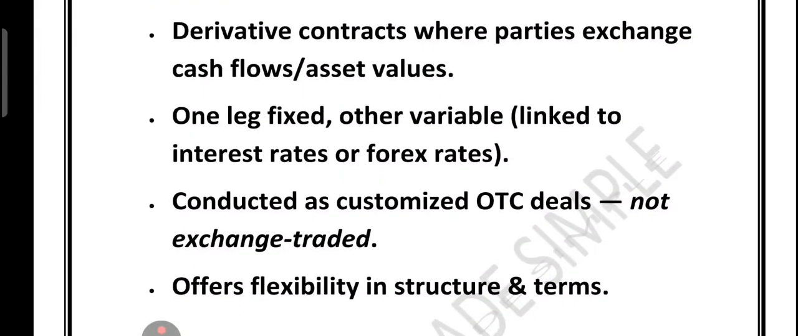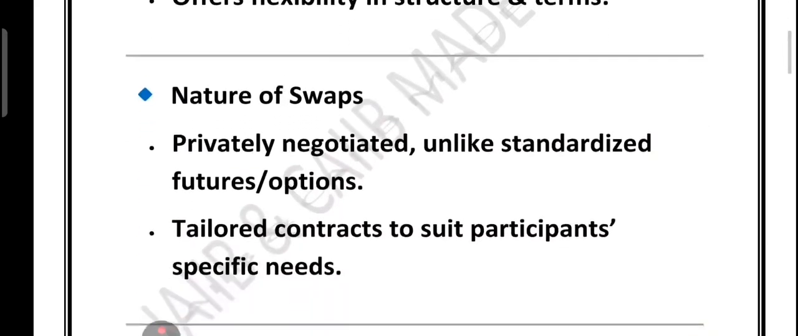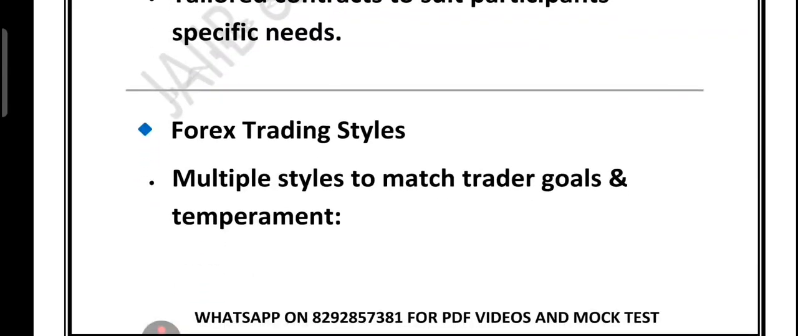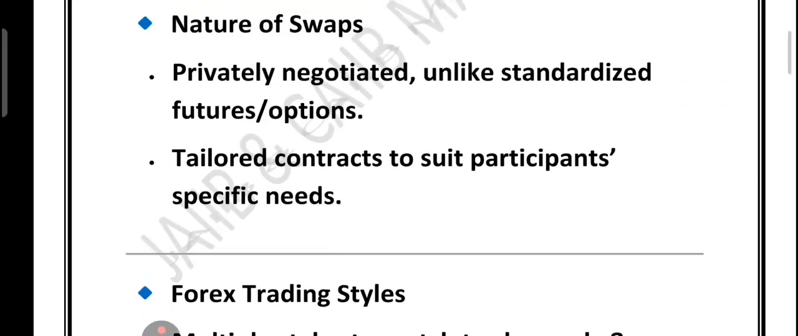One leg is fixed, other leg is variable. OTC deal it is, which means not traded on exchange, and quite flexible, quite customizable to suit both the parties. Now friends, nature of swap just now I told you, right? So basically, this is a privately negotiated deal, right? It's not a standardized futures and options contract. It is a tailored contract to suit participants' needs.